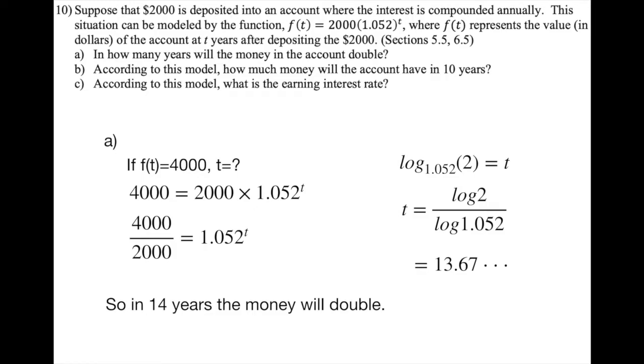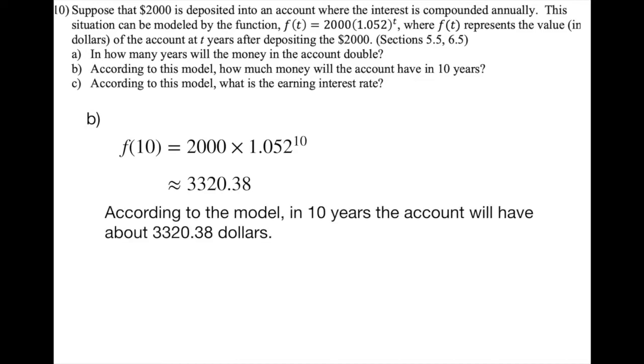That's part A. Part B, according to the model, how much money will the account have in 10 years? So t equal to 10. What is the f? So f of 10 will be 2,000 times 1.052 to the power of 10. You can plug into your calculator and they will tell you the money is approximately $3,320.38. So that's for part B.